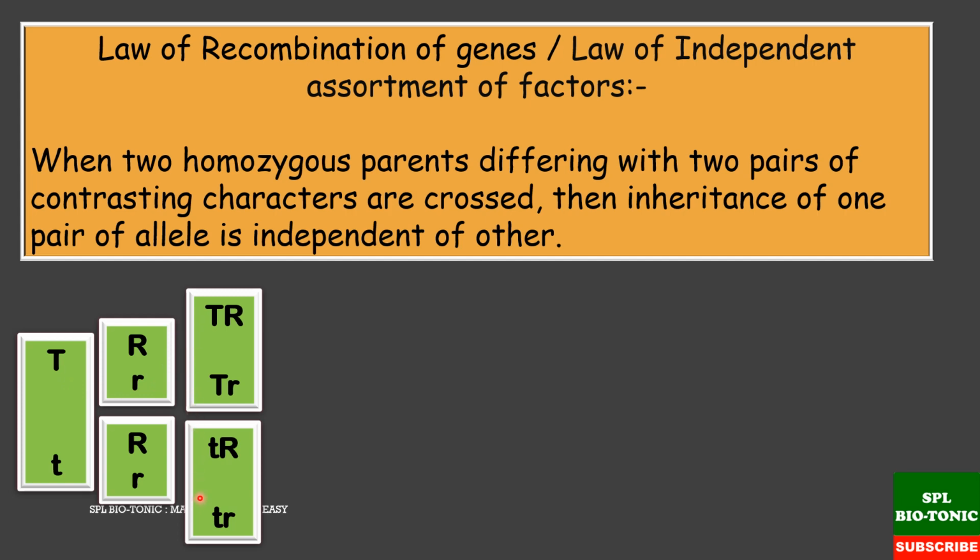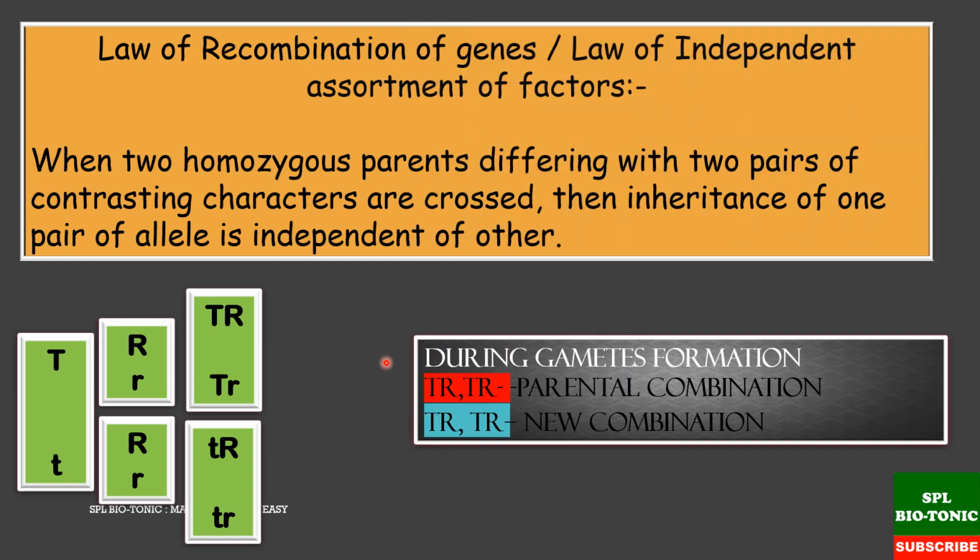Out of these four gametes, the first and last gametes are the old or parental type of combination, whereas the middle two, that is capital T small r and small t capital R, are new combination type gametes. So in the law of independent assortment, we not only get parental combination type gametes, we also get new combinations, which results in variations and that will lead to evolution. We'll see this significance later on.